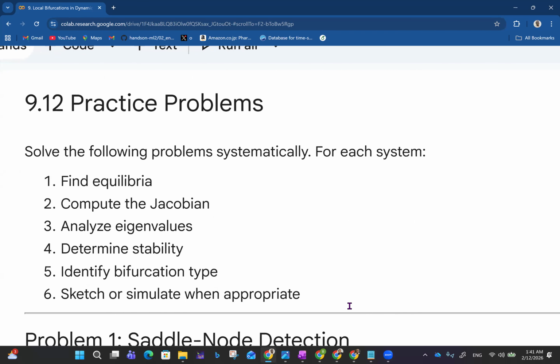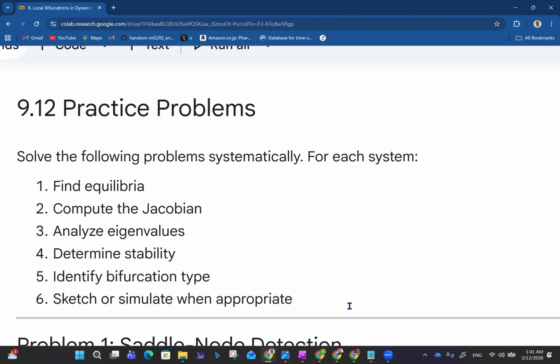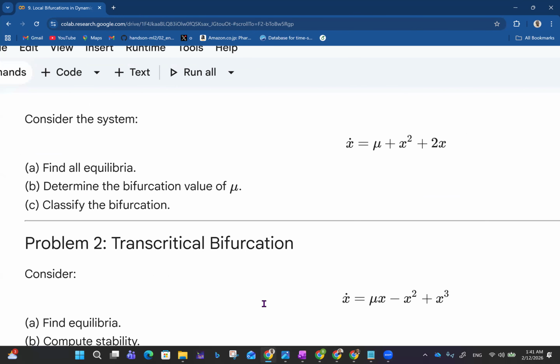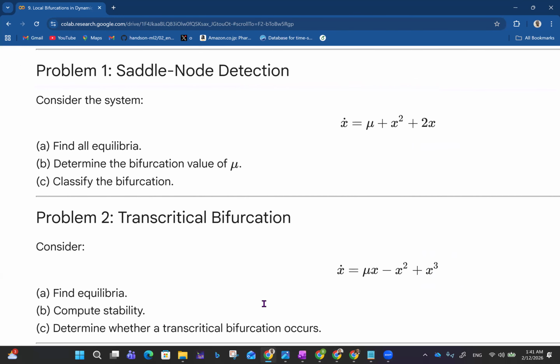So we have practice problems. Solve the following problems systematically for each system. Find equilibria, compute the Jacobian, analyze eigenvalues, determine stability, identify bifurcation types, sketch or simulate when appropriate. So let me show them in twos, as usual.